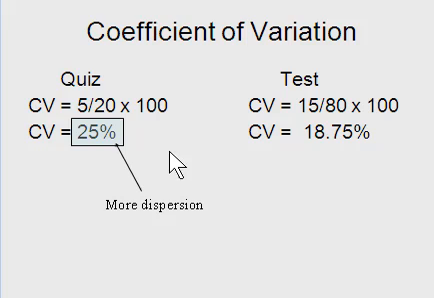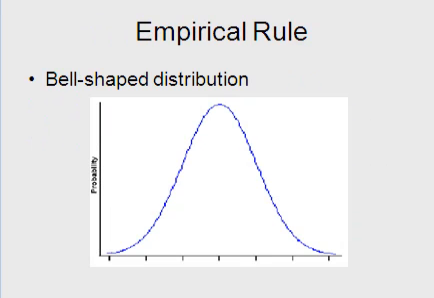18.75%. Now, whichever of these two numbers is larger is the one that has more dispersion. In this case, the group that has more dispersion is the one with the larger coefficient of variation, the quiz. So I would conclude that the quiz had more variation because it had a higher coefficient of variation.